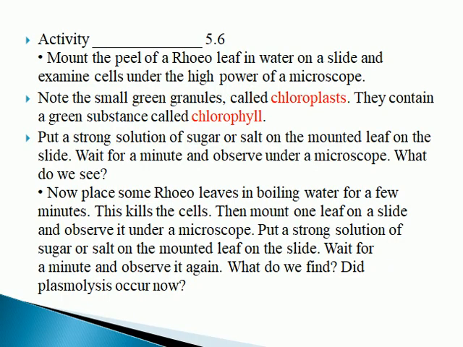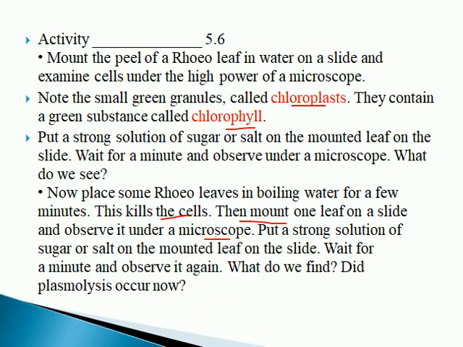Now we'll see the activity 5.6. Mount the peel of a Rhoeo leaf in water on a slide and examine the cells under the high power of a microscope. Note the small green granules, the chloroplasts; they contain chlorophyll. Put a strong solution of sugar on the mounted leaf on the slide. Wait for a minute and observe under a microscope. What do you see? Now place some Rhoeo leaf in boiling water, and this kills the cell. Then mount one of the leaves on a slide and observe it under the microscope.